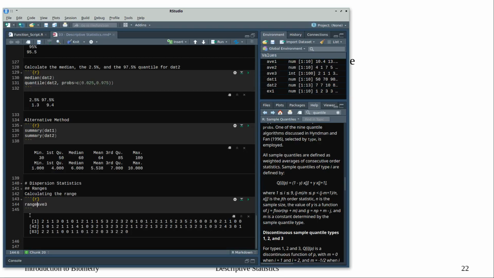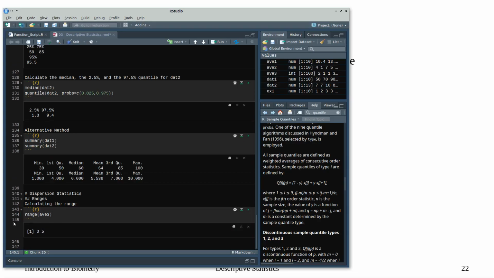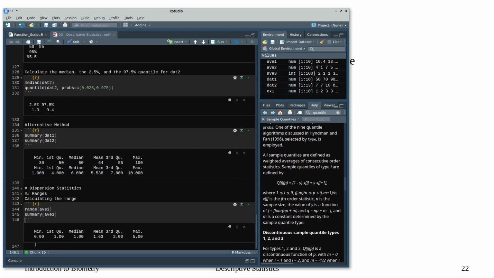So the first way to calculate the range is simply to say range AVE3. And it gives me my range. My smallest value is 0, my largest value is 5. We can obtain the same information by using the summary function too. So if I use the summary function, it gives my minimum value and my maximum value.